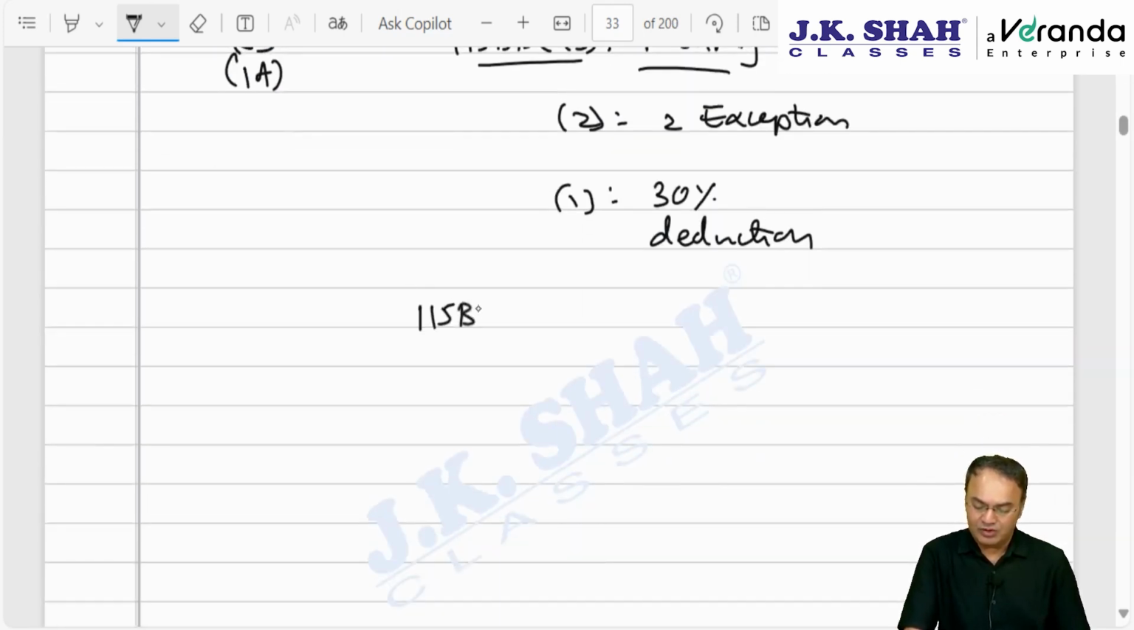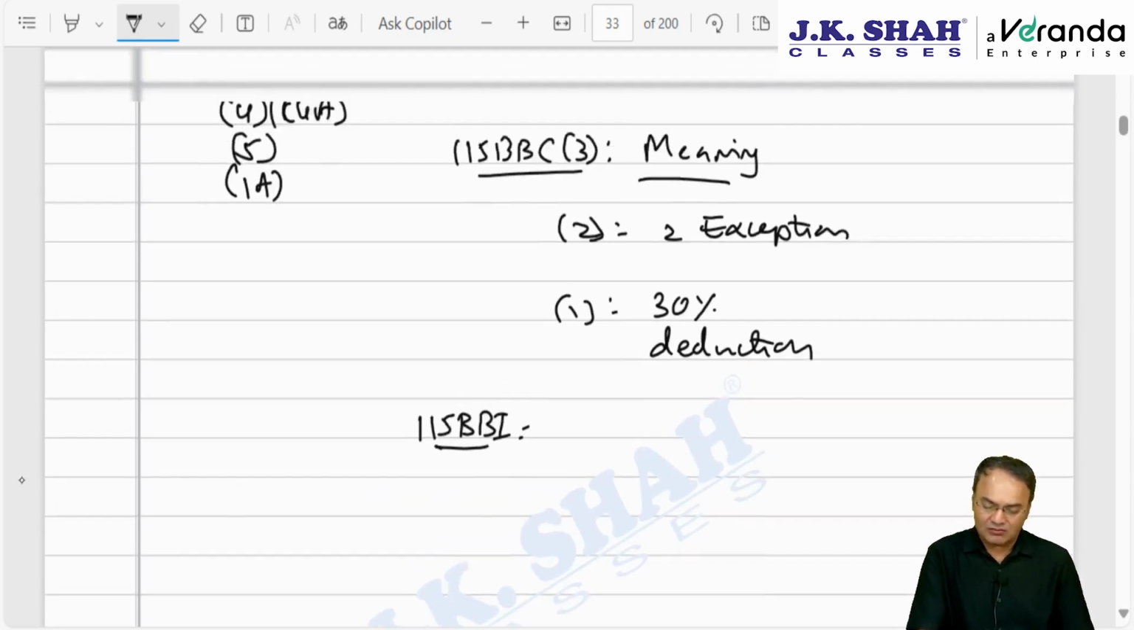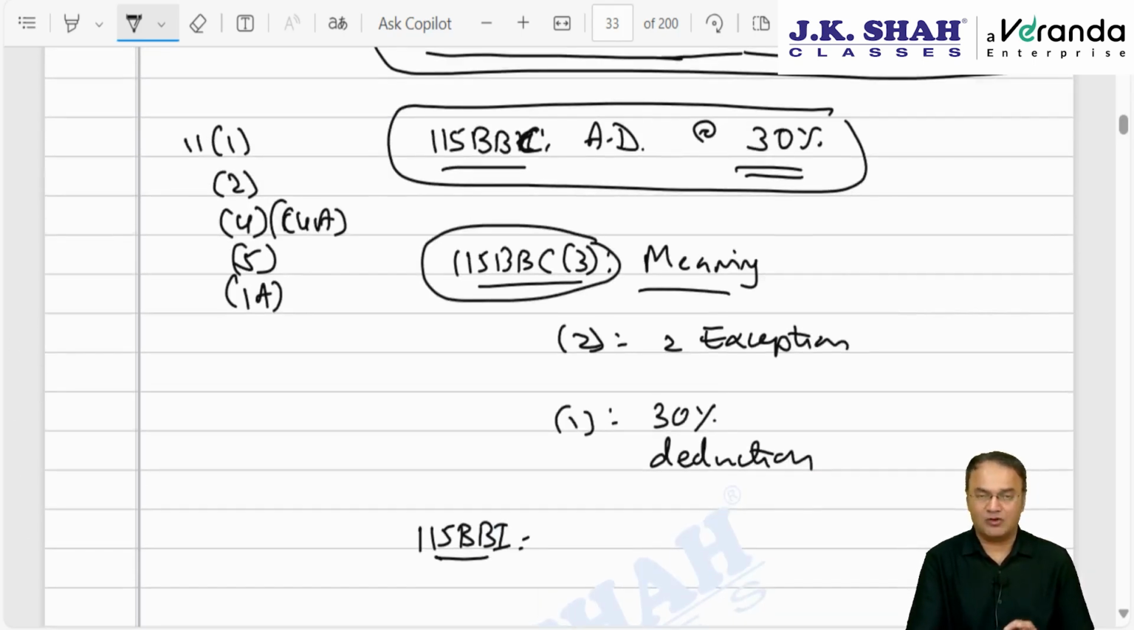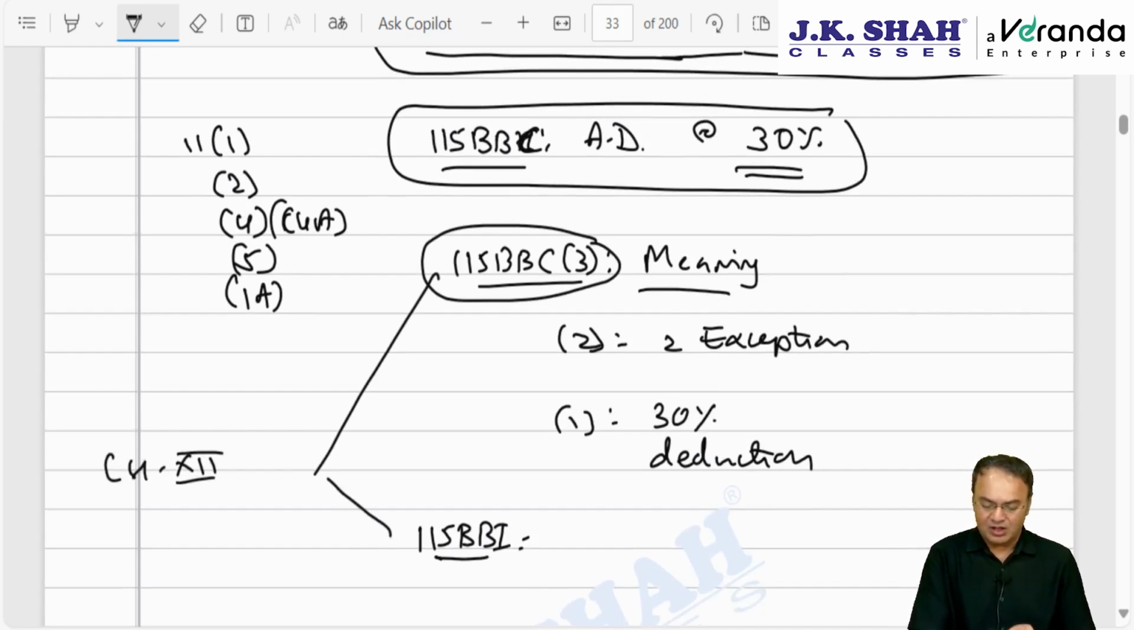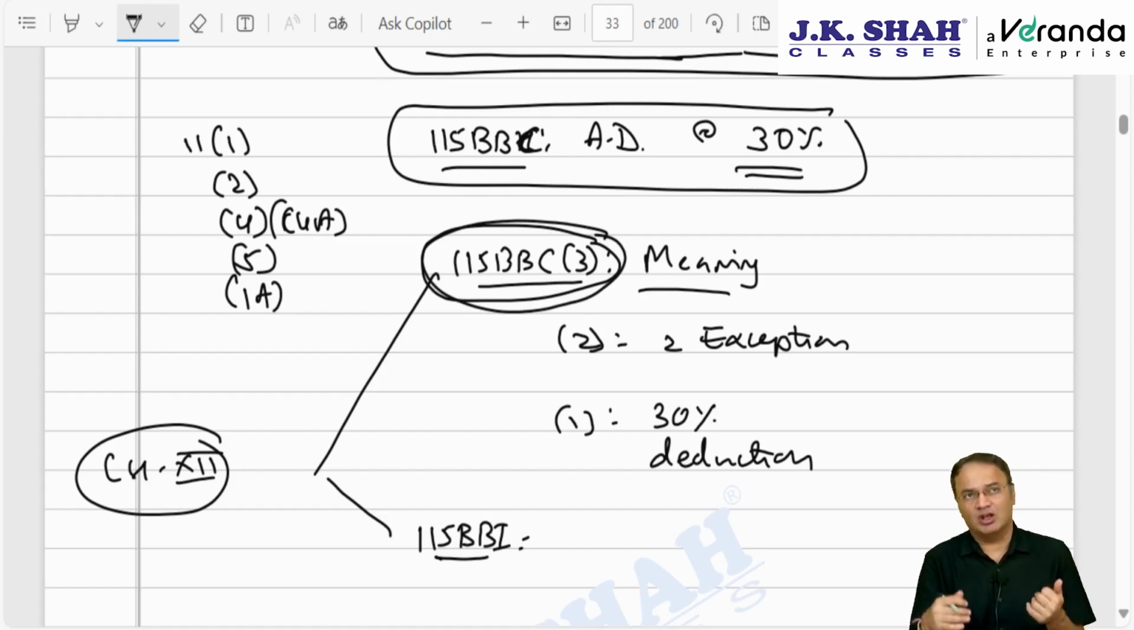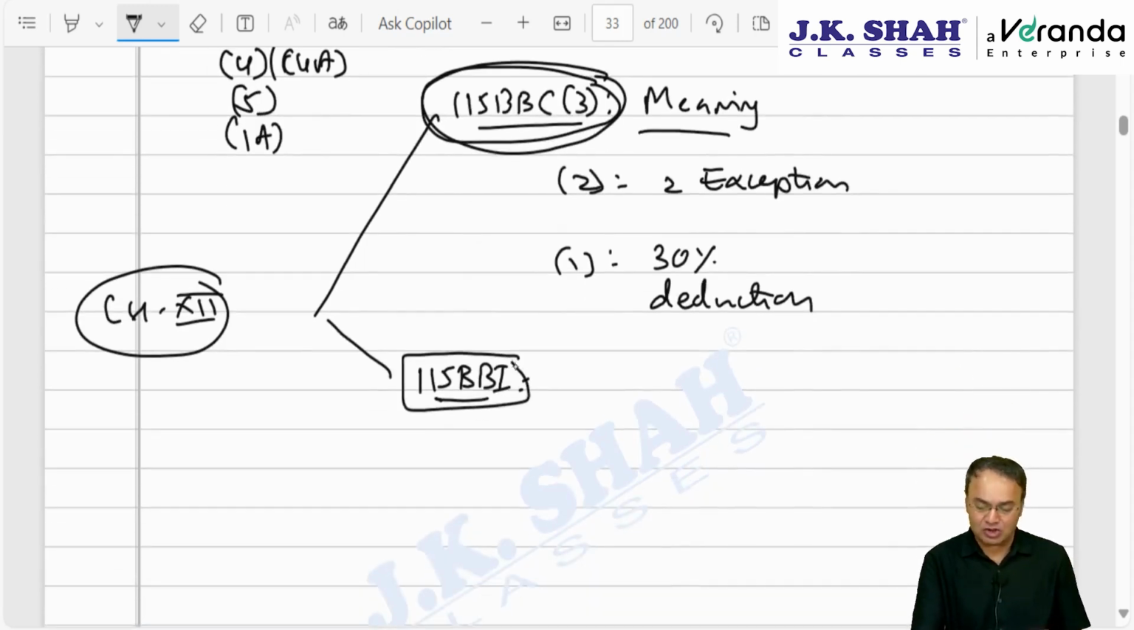Now, apart from 115 BBC taxable at 30%, we have one more item which is a part of chapter 12, 115 BBI. In fact, 115 BBC is also part of the same chapter, chapter 12, special rates of tax. But in special rates of tax, we did not mention anything about 115 BBC because it was pointless to mention there. 115 BBI we had mentioned, but in that chapter we had kept it pending. I had told you that we will be discussing this 115 BBI later on, which is a part of this chapter, because you will have a proper understanding in this chapter.